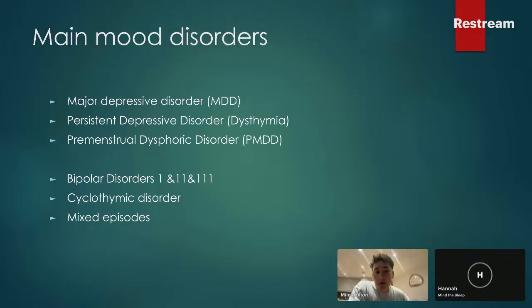So the main mood disorders that we will cover today are major depressive disorder, persistent depressive disorder, also known as dysthymia, premenstrual dysphoric disorder, PMDD, and then we will also discuss the bipolar disorders 1, 2, and 3, cyclothymic disorder, as well as mixed episodes.